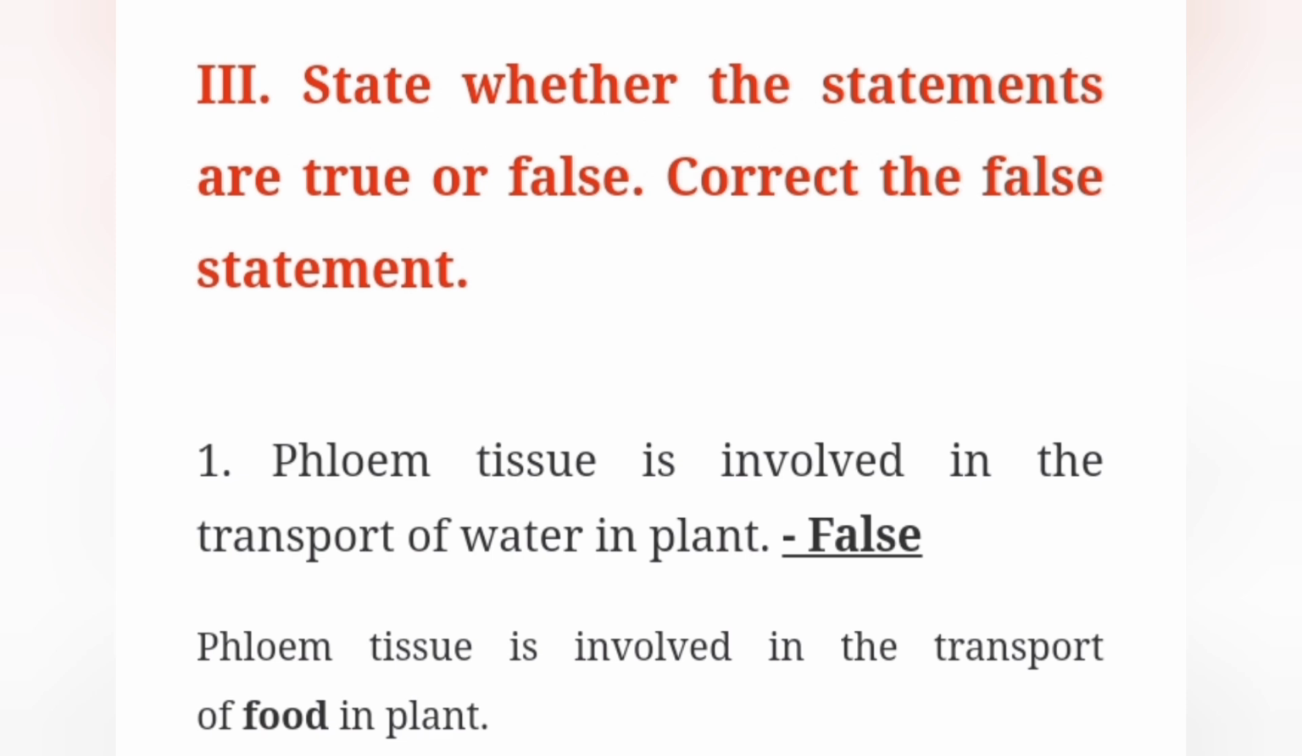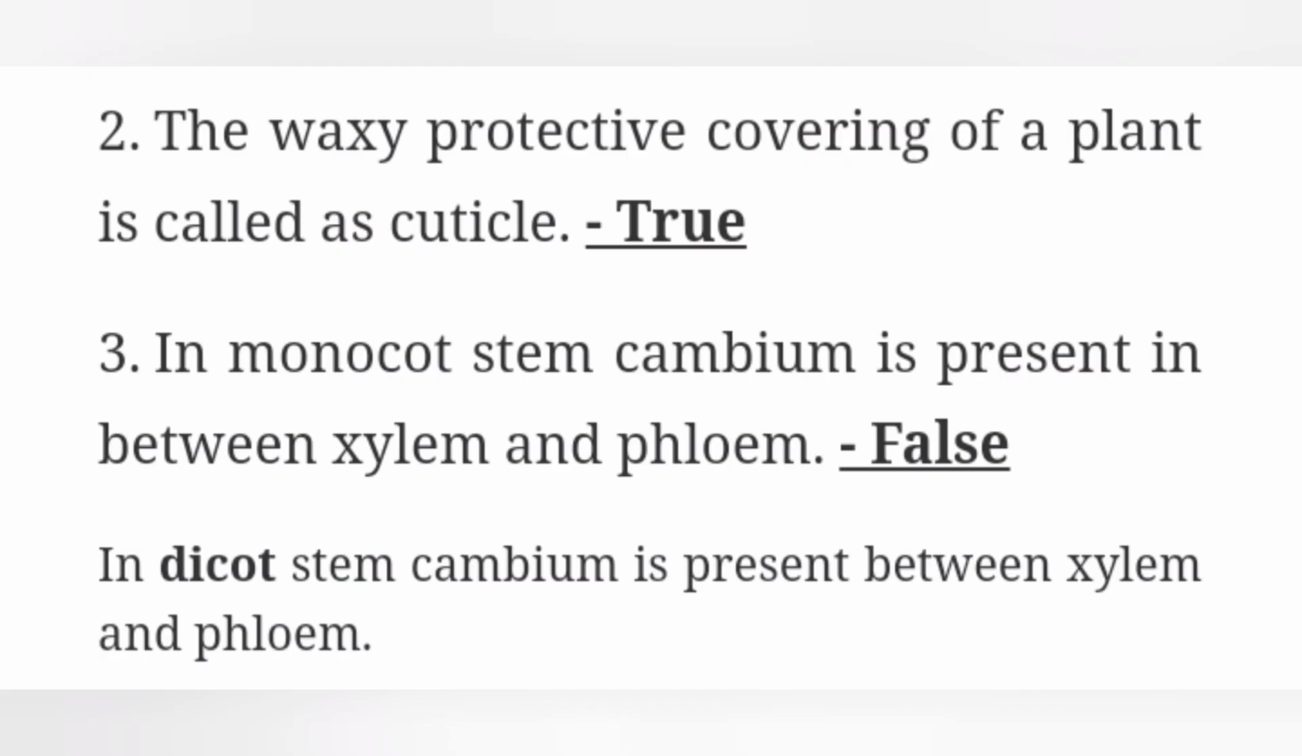Correct the false statement. First one, phloem tissue is involved in the transport of water in plants. The statement is false. The correct statement: phloem tissue is involved in the transport of food in plants. Second one, the waxy protective covering of a plant is called cuticle. The statement is true. Third one, in monocot stem, the cambium is present in between xylem and phloem. The statement is false. The correct statement: in dicot stem, cambium is present between xylem and phloem.